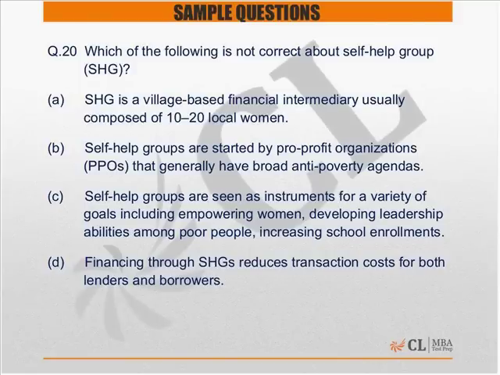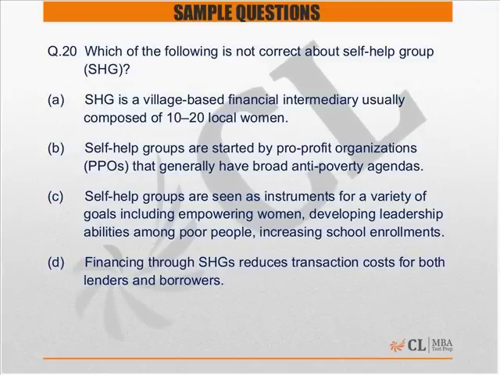The question may have long language, but do not bother about it. It is just a simple question about self-help groups. I read it for you. Which of the following is not correct about self-help groups? A. SHG is a village-based financial intermediary, usually composed of 10 to 20 local women. B. SHG groups are started by non-profit organizations that generally have broad anti-poverty agendas. C. SHGs are seen as instruments for a variety of goals, including empowering women, developing leadership abilities among poor people, increasing school enrollments. Or D. Financing through SHGs reduces transaction costs for both lenders and borrowers.